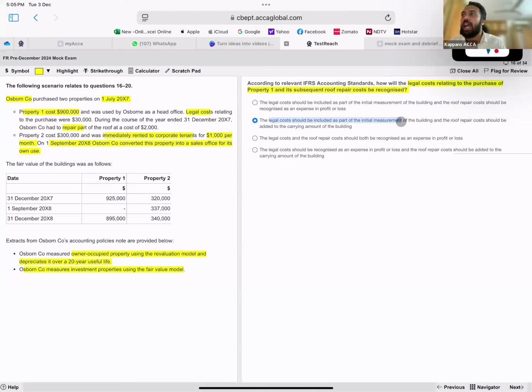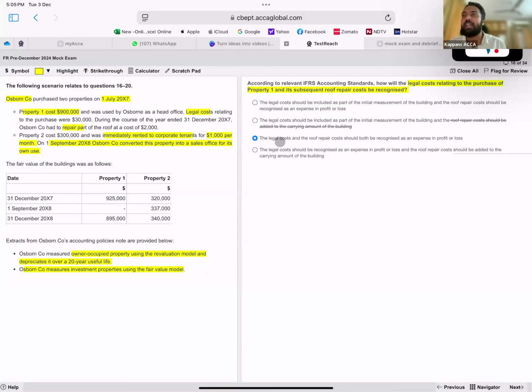That is correct. But it says roof repair costs should be added to the carrying amount of the building. That is wrong. Roof repair costs cannot be capitalized. Roof repair cost is expensed off in the profit and loss account. So option B is wrong.